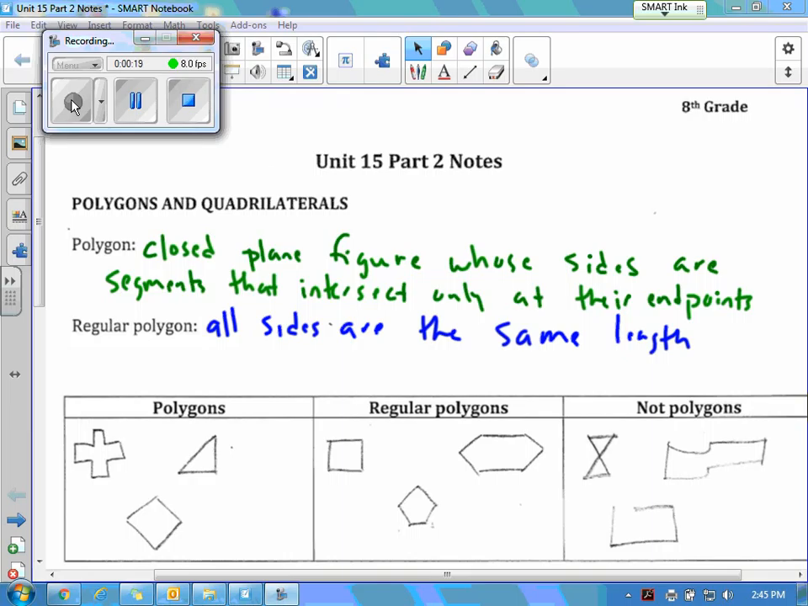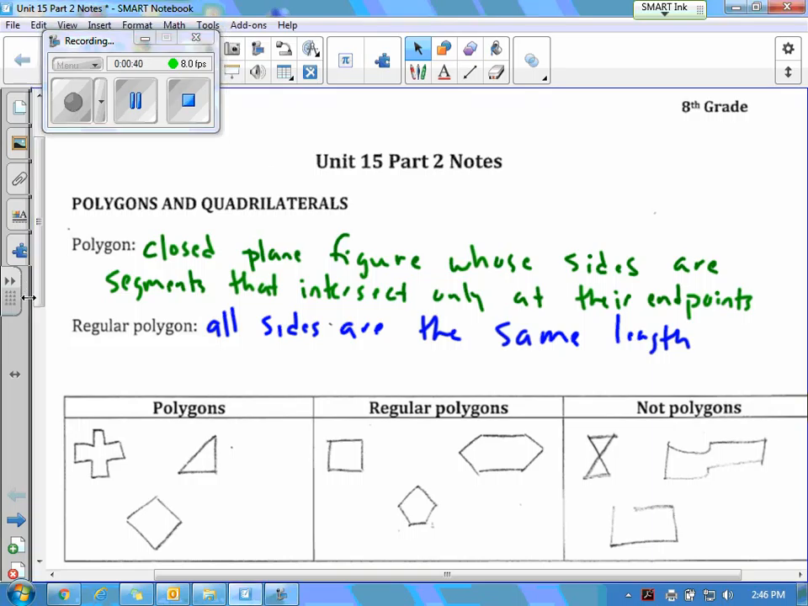Let's start by defining a polygon. A polygon is a closed figure whose sides are segments that intersect only at their endpoints. Make sure you write that down. That'll become a little bit more clear as we go through this. A regular polygon is one that has all sides that are the same length. So anytime we say a regular something, it means their sides are the same length.